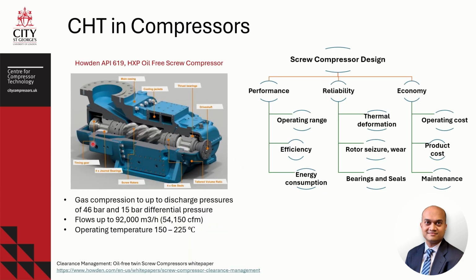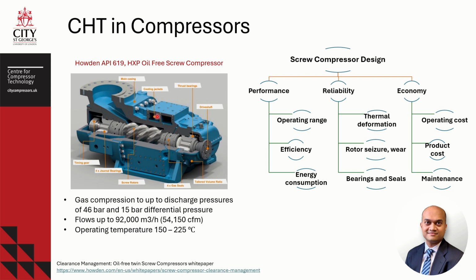The application of CHT in compressors is far-reaching. We take an example of a Howden API 619 oil-free screw compressor here. In the layout, you can see the main housing, which envelopes the two rotors. The visible one is the main rotor. What you can also notice is that in the housing there is a cooling jacket.